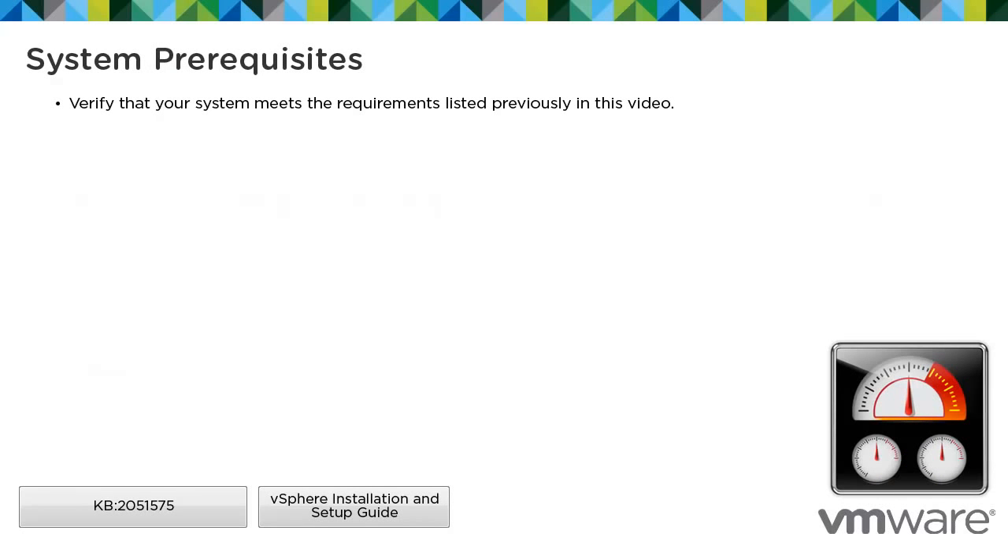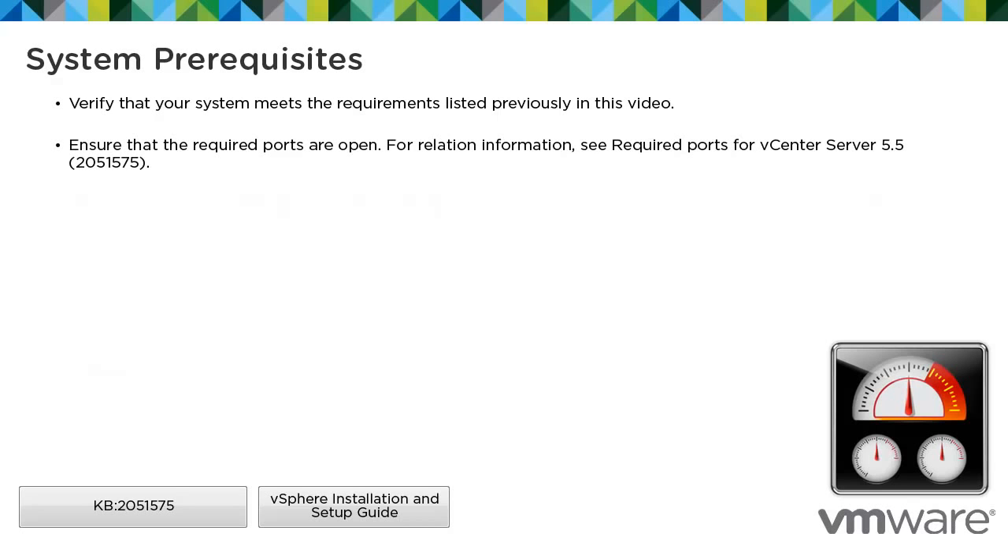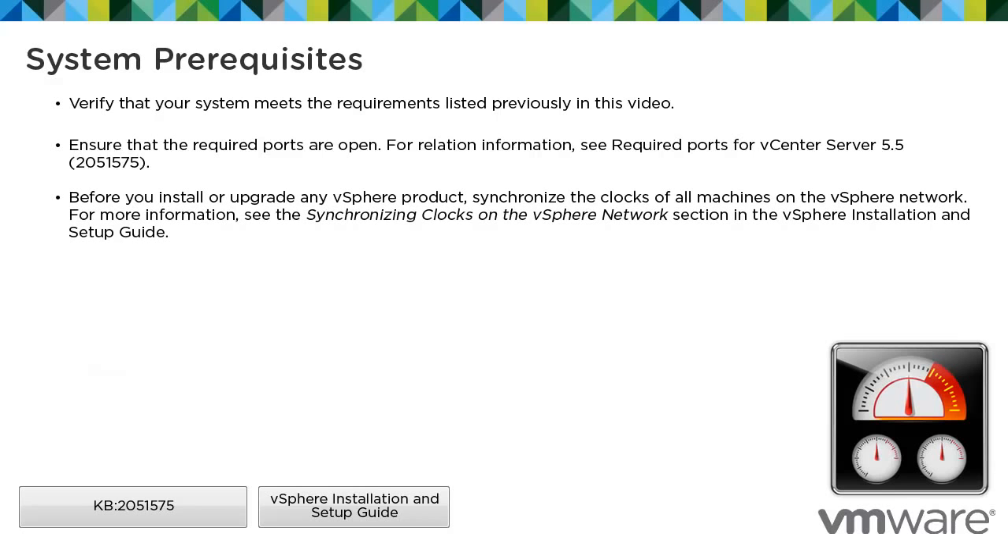Verify that your system meets the requirements previously shown in this video. Ensure that the required ports are open. For related information, see the knowledge base article, Required Ports for vCenter Server 5.5. Before you install or upgrade any vSphere product, synchronize the clocks of all machines on the vSphere network. For more information, see the Synchronizing Clocks on the vSphere Network section in the vSphere Installation and Setup Guide.